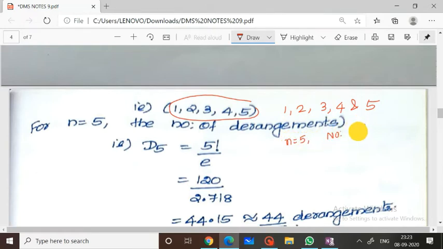So now what is the number? Because all are distinct, the number of permutations is equal to... That means all are distinct. The first place can be filled in 5 ways.